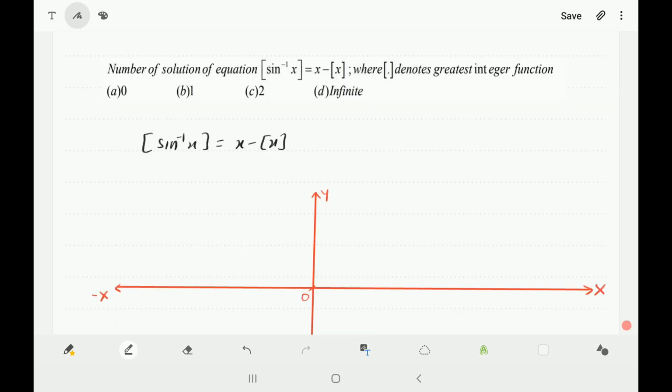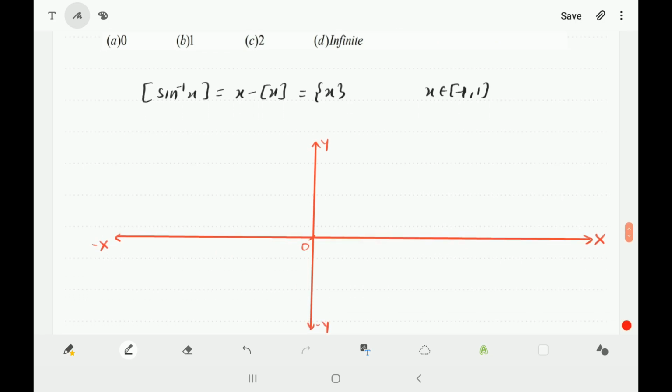In this problem, we have to find the number of solutions of the equation greatest integer sin inverse x is equal to x minus greatest integer x. Now x minus greatest integer x, you might know, is equal to fraction x. If you see the domain of this equation, the domain will be closed interval minus 1 to 1, because sin inverse x has a domain of minus 1 to 1 closed interval and fraction x has a domain of x belongs to R. If you take the intersection of these two, you will have the domain minus 1 to 1.